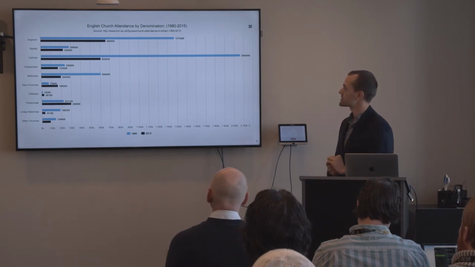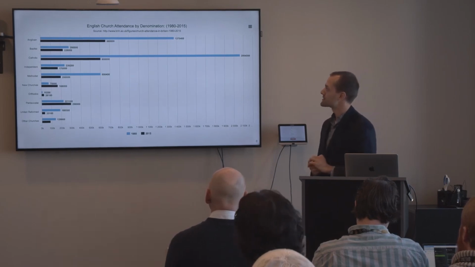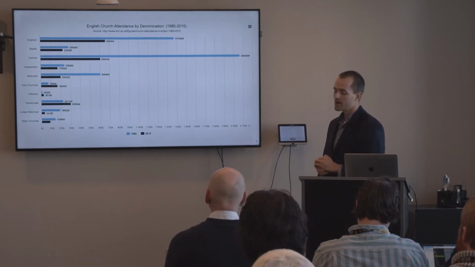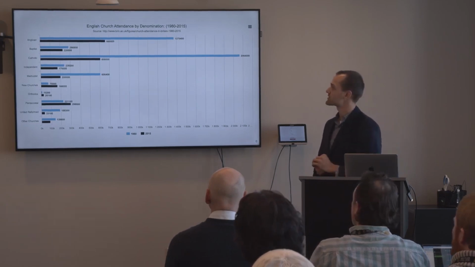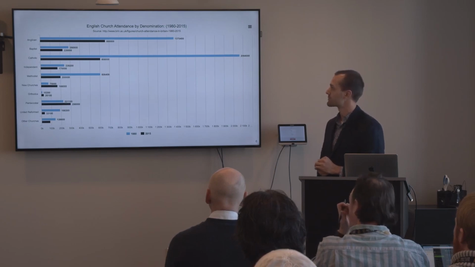The blue lines are church attendance in 1980. The black lines are church attendance in 2015. There are a few interesting points here. The first line is Anglican, so the Church of England. And you can see attendance halved in this 25-year period.